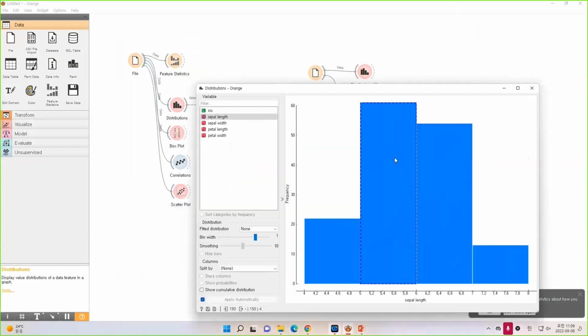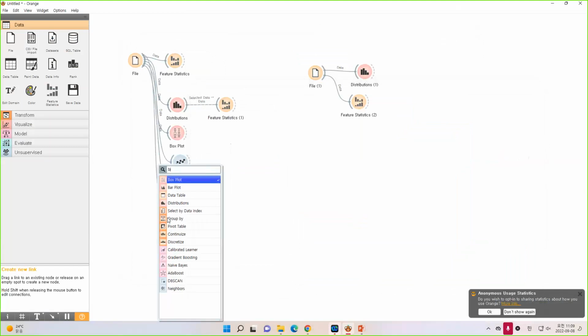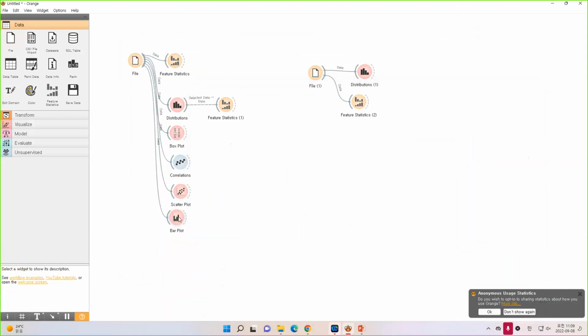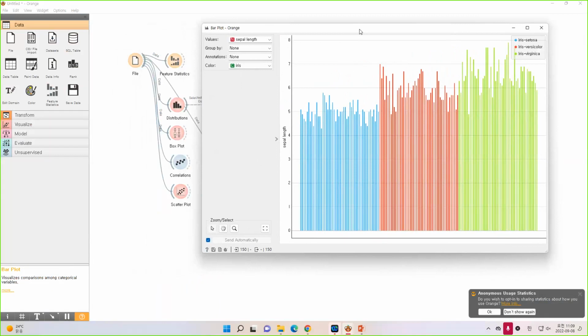This is the histogram. And let's say I want to see the bar plot. The bar plot means categorical data. Is there any categorical data? Unfortunately, we don't have categorical data in this case.